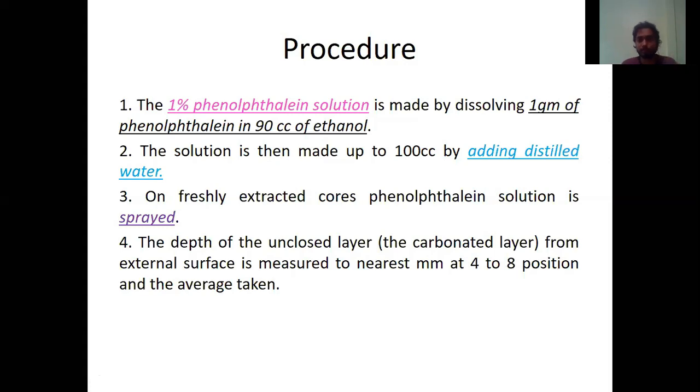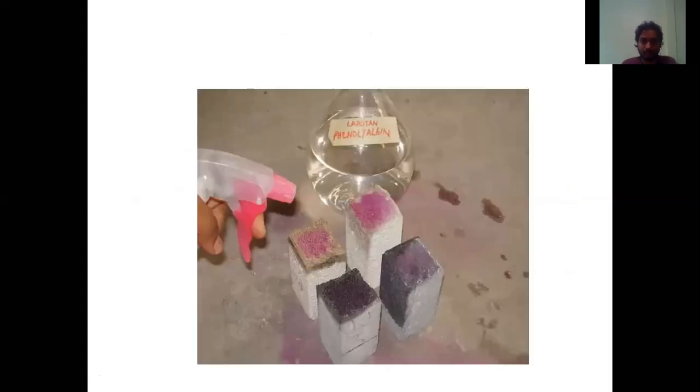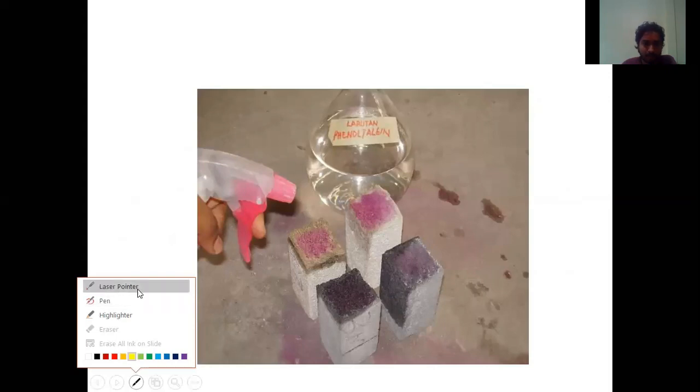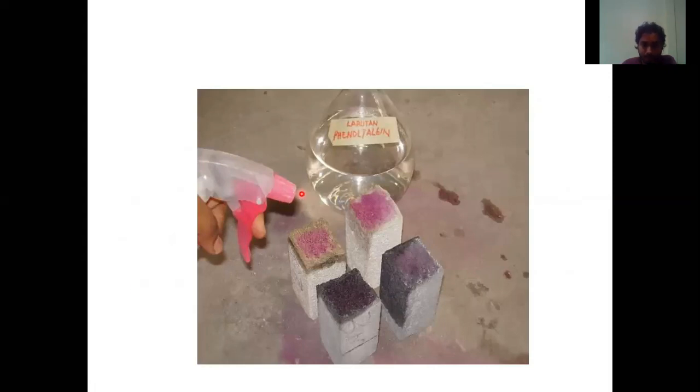I'm going to show this by using some photos. Okay, first of all, what we have done, first we have taken this phenolphthalein solution in this sprayer. After that, we spray this phenolphthalein solution on these cut surfaces. Okay, now how these surfaces are to be cut, I'm going to show you this.